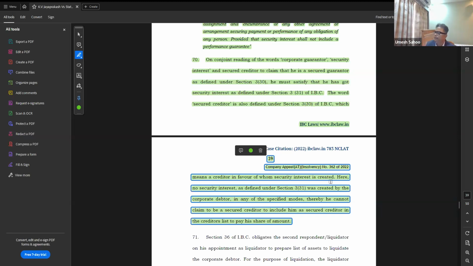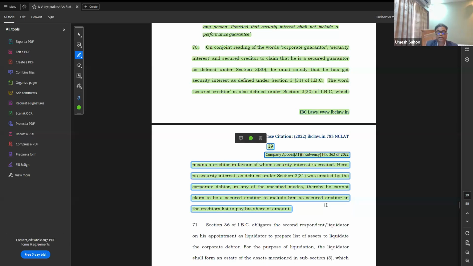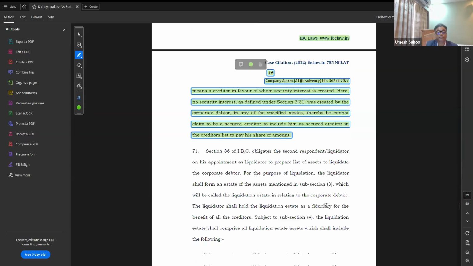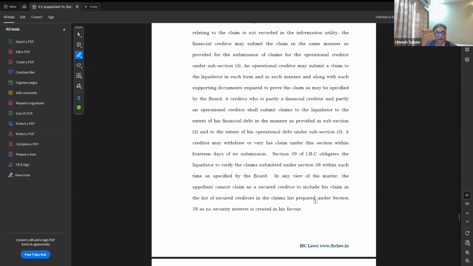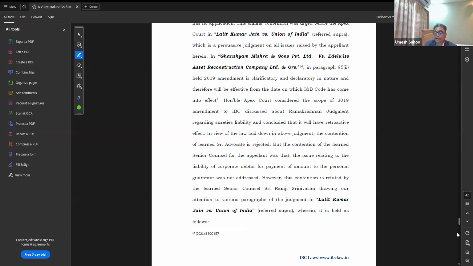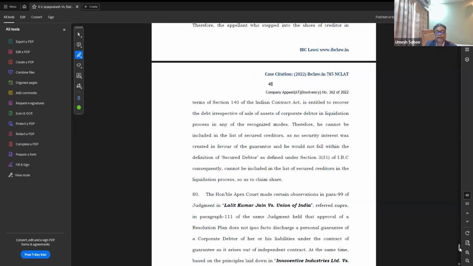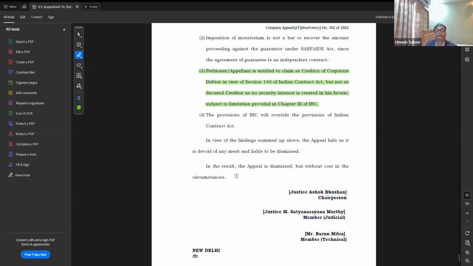Many times, in a number of cases I have seen, where personal guarantors have invoked or anything, the RP is treating this one as a secured creditor, but this judgment will help them. They can go through this judgment and it will clear them. Sir, in this matter, what happens at the end? The petitioner applicant is entitled to claim as a creditor of the corporate debtor in view of Section 140 of the Contract Act, but not as a secured creditor.